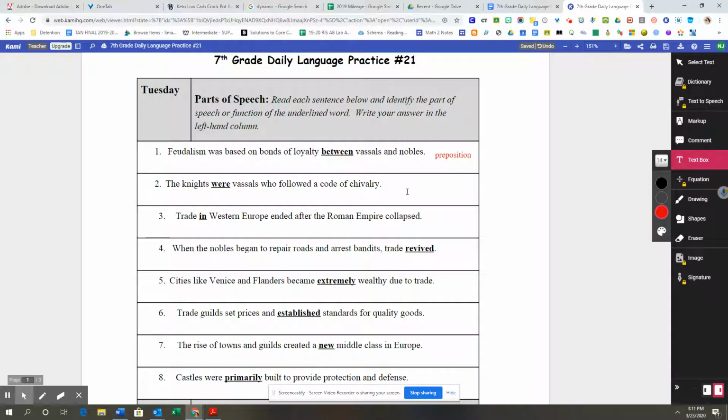The knights were vassals who followed a code of chivalry. When you look at this sentence, the only possible answer for were is actually a form of be, and was, and all that good stuff. So it is a verb. Hopefully you guys remember all this. Remember, if you are confused at what is this, I don't really remember, you can go to your interactive notebooks because we have parts of speech listed there for you.